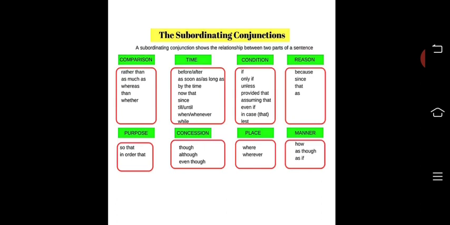Likewise, comparison. Comparison means definitely we have to use as much as. So eat as much as you can, like that. Rather than, whereas, than, whether. Okay, for purpose, what conjunction will be used? So that, in order that. Concession: though, although, even though. We call it contrast ideas. Though he worked hard, he failed in his exam. And then place: where, wherever. Manner: how, as though, as if. As if she behaves as though she is from a royal estate. Okay, like that.